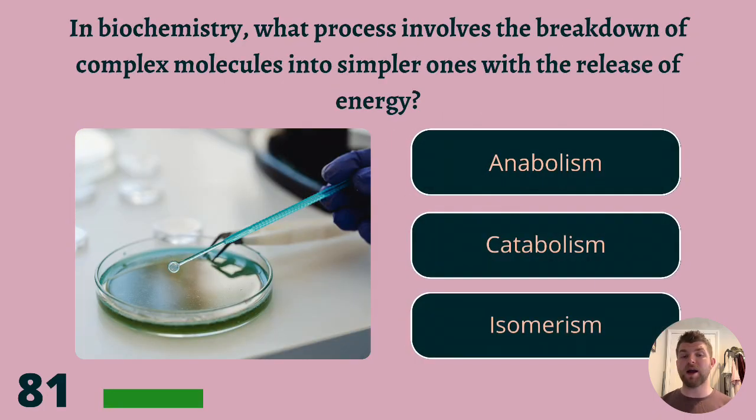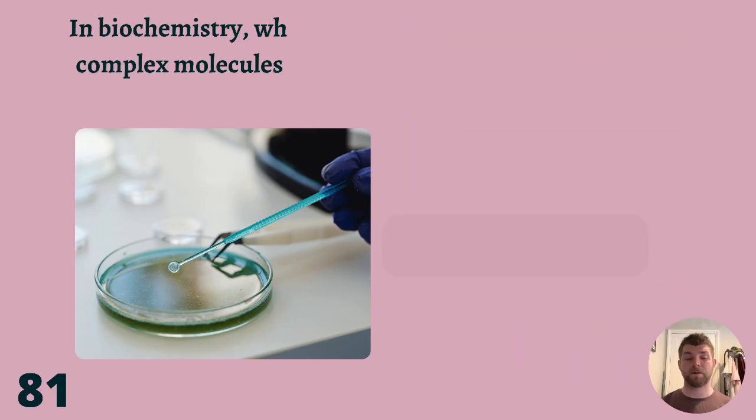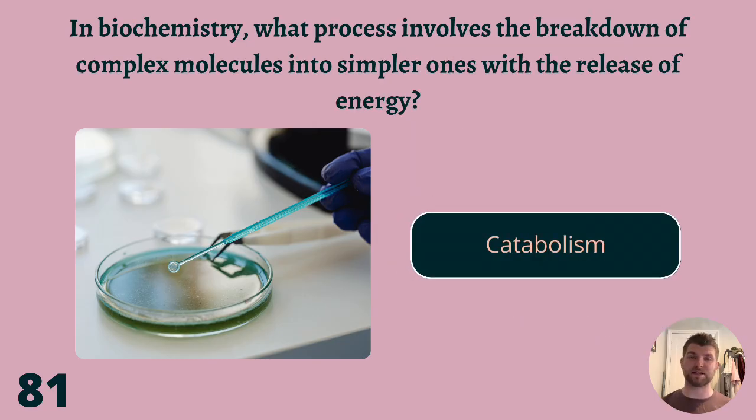81. In biochemistry, what process involves the breakdown of complex molecules into simpler ones with the release of energy? Anabolism, catabolism, or isomerism? The answer is catabolism.